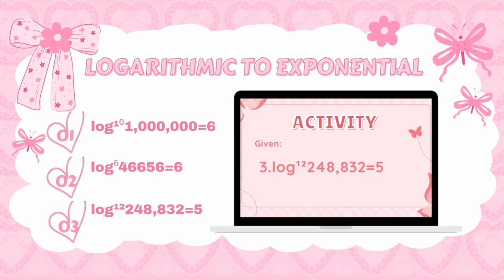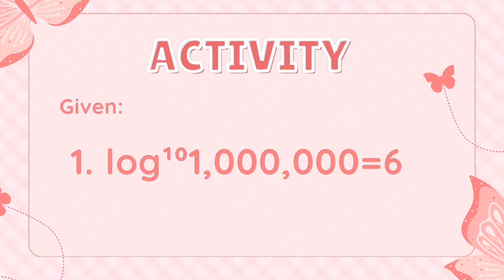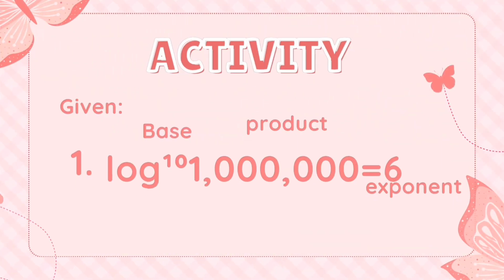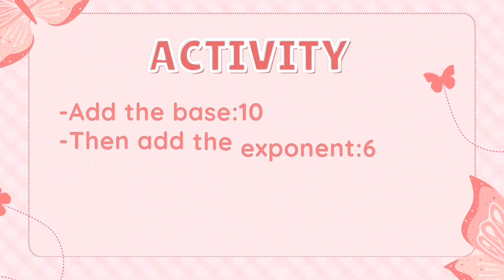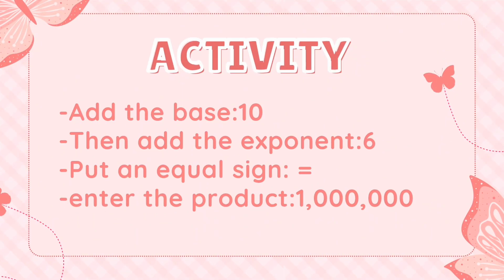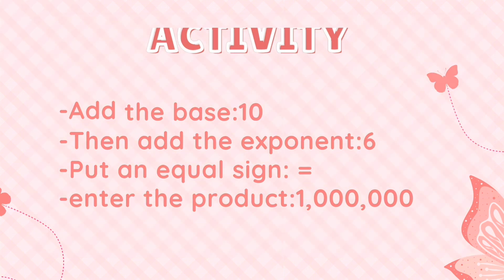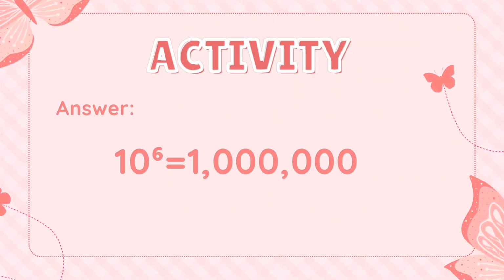Logarithmic to exponential. The given equation for number 1 is log base 10 of 1 million equals 6, where the base is 10, the product is 1 million, and the exponent is 6. So here are the steps that we need to follow. Add the base, which is 10, then add the exponent, which is 6. Put an equal sign, enter the product, which is 1 million. Combining them, the answer is 10 to the power of 6 equals 1 million.